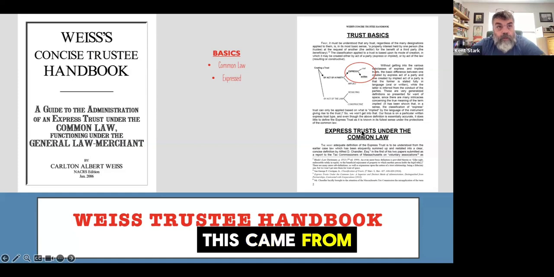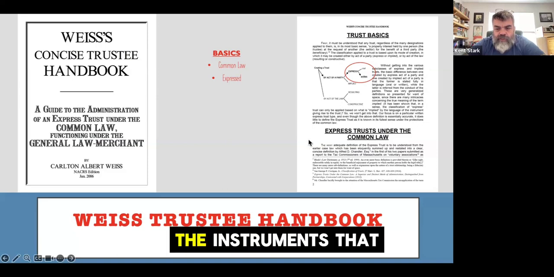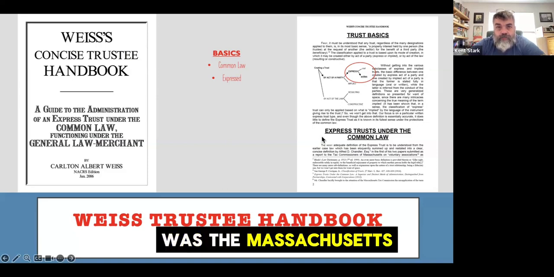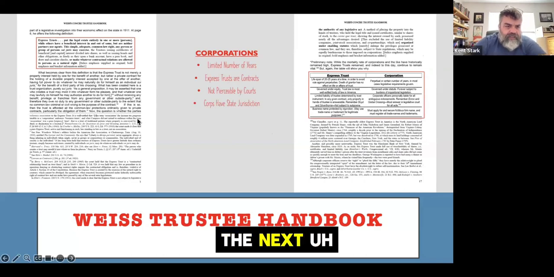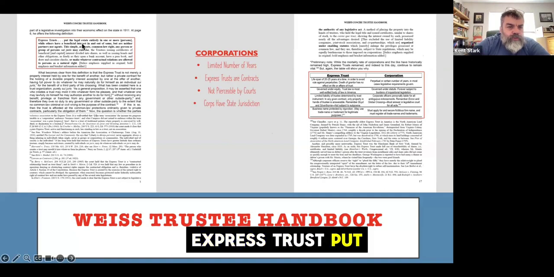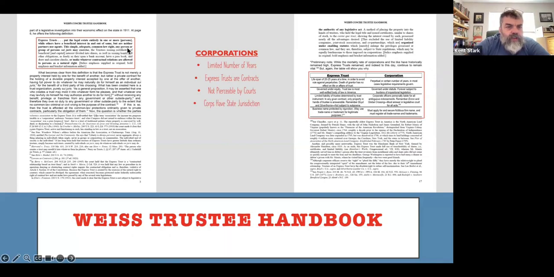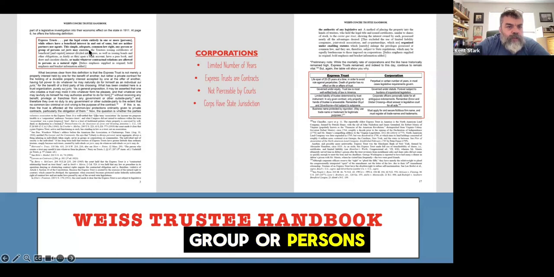This came from the Massachusetts Business Trust. The first big instrument they used in commerce was the Massachusetts Business Trust, and they used it to grab land or titles in Massachusetts. Then we go on to the next page. It talks about express trust: it puts the legal estate entirely in one or more persons, while others have beneficial interests in the same, but are neither partners nor agents. It's a simple, adequate, common law right any person or group of persons may exercise.